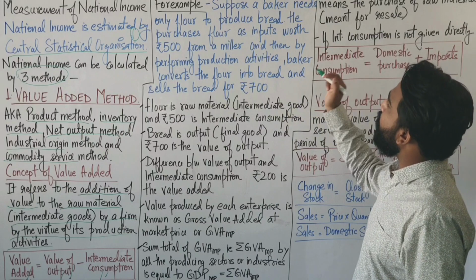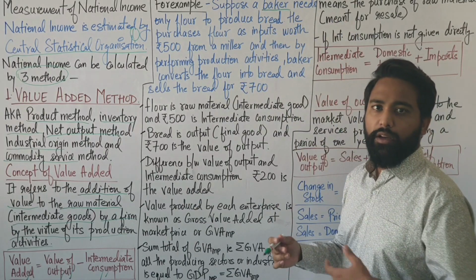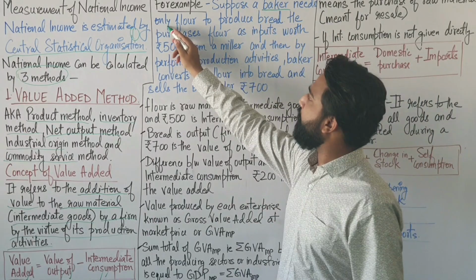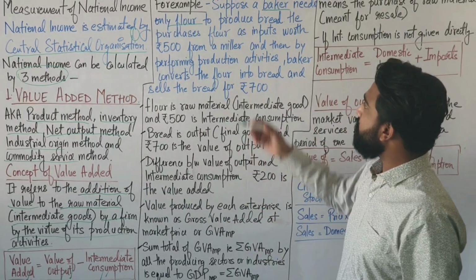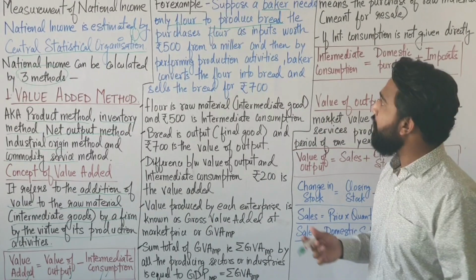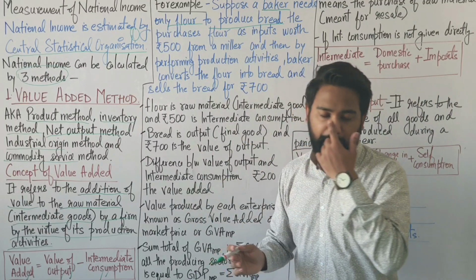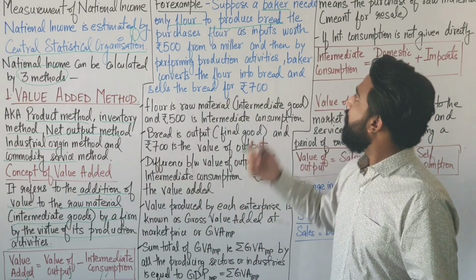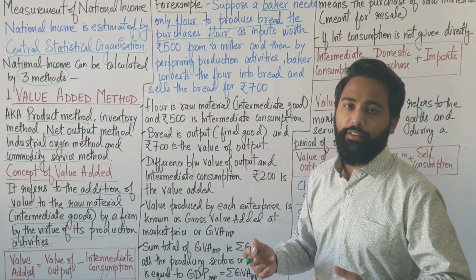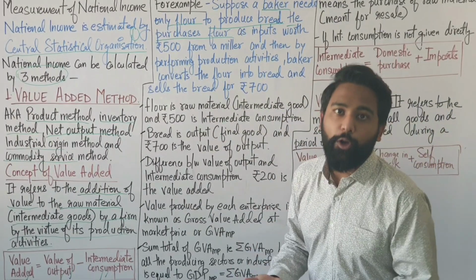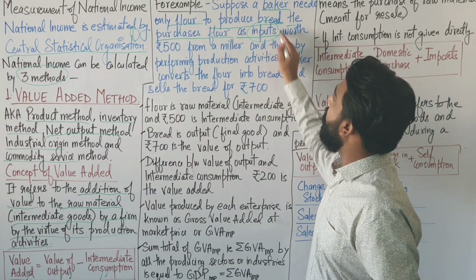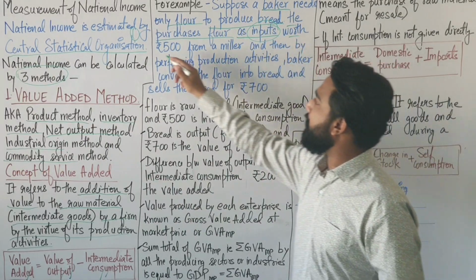Now students, suppose a baker. You know what a baker is? A baker who bakes bread, cakes, like that. A baker needs flour to produce bread. Everybody knows flour is required for making bread. So a baker needs flour to produce bread. He purchases the flour. Obviously, if he wants to make bread, he needs to purchase the raw material, the flour, as inputs. Inputs means raw material, worth rupees 500.